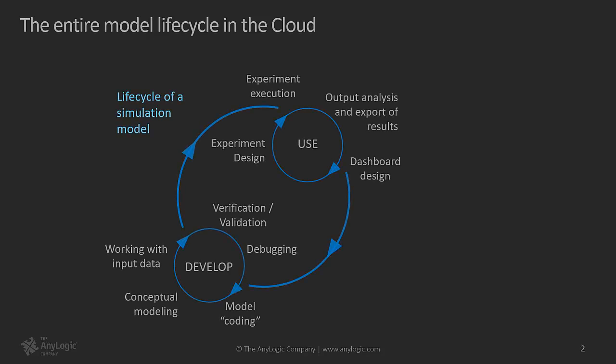Let's start with the term simulation model lifecycle and what we understand as a model lifecycle. It consists of two linked parts, development and usage. In the model development stage, you construct a model from concept and coding to validation. Once you have a minimum viable product, one that can be used, you can design experiments, a graphical interface and dashboards, integrate the model with other apps like data visualization software, and so on.